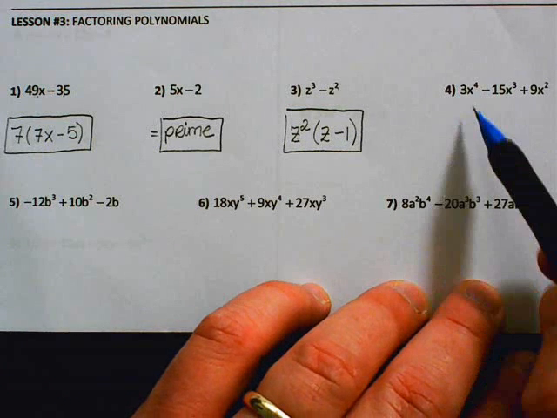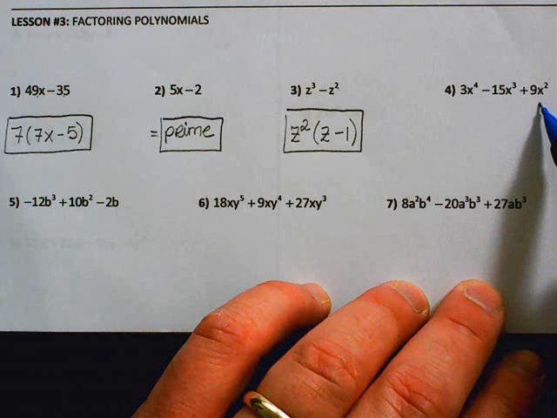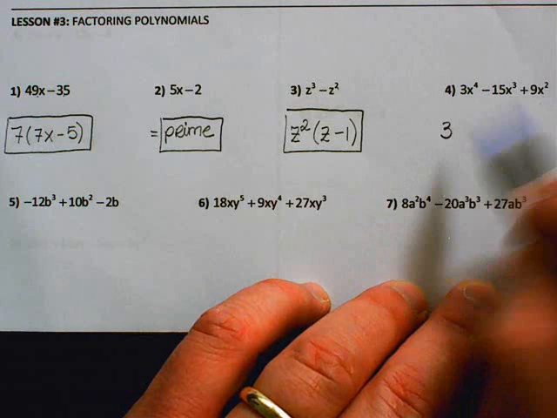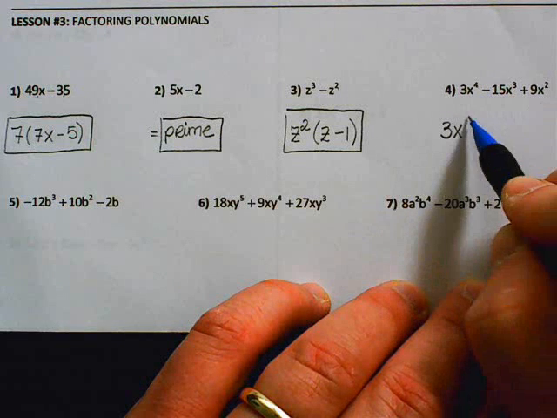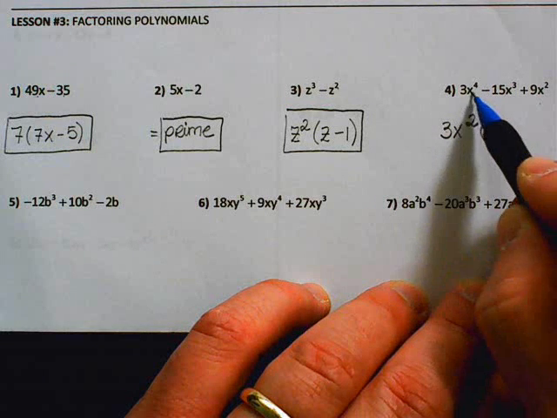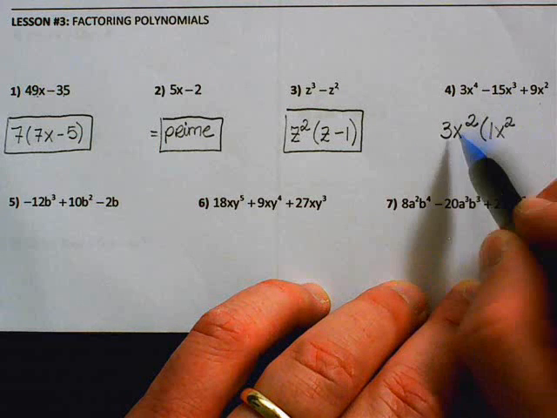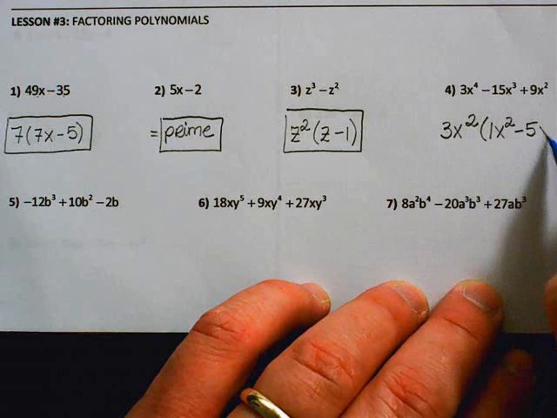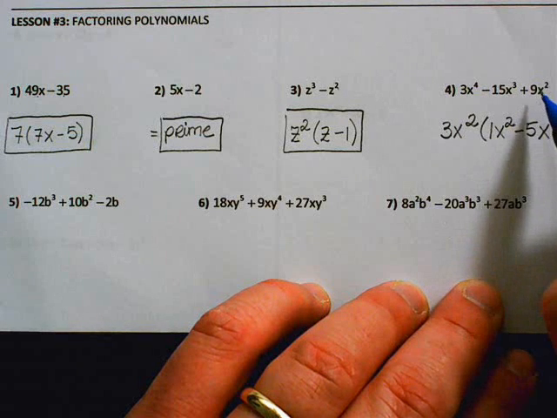Alright, let's go to the next one. Next one we ask, what can go into 3, 15, and 9? And the answer is 3. And can I factor out an x from each one? Yes. How many x's can I factor out? Well, the smallest exponent is 2. So now 3 divided by 3 is 1. X to the fourth divided by x squared is x squared. Negative 15 divided by 3 is negative 5. X cubed divided by x squared becomes x to the first. And you usually don't have to write the 1 over here.